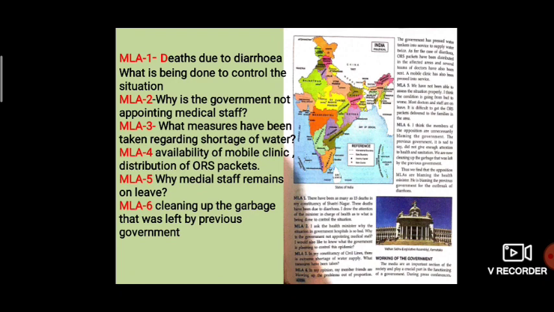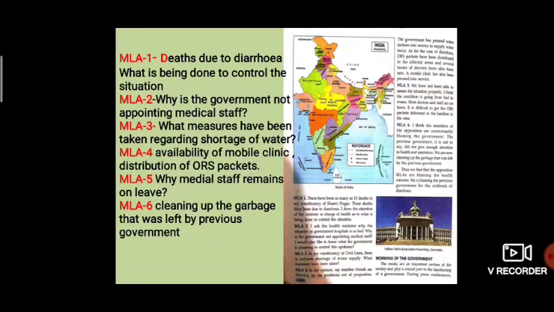Why is the government not appointing medical staff? Then he also asked the government what it is planning to do to control this disease and the problem. Then the third MLA talks about his constituency, where he lives, Civil Lines. He says that in his area there is an extreme shortage of water supply. Now what measures have been taken by the government?